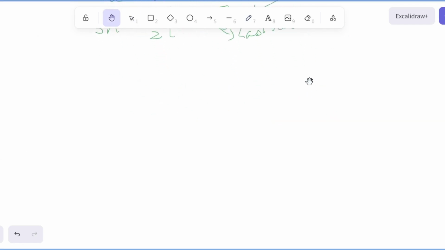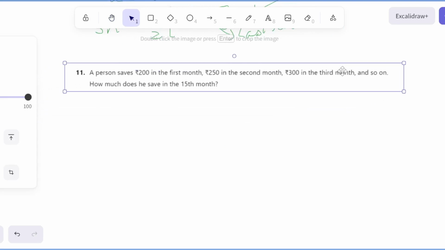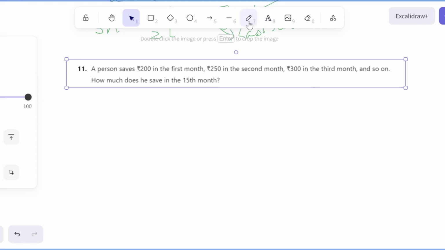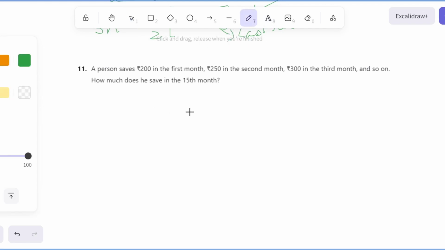Okay, now let's take a question. A person saves 200 in the first month, 250 in the second. So 200 in the first month means 200 is the first term, and then 250, and then 300, and so on. How much does he save in the 15th month?